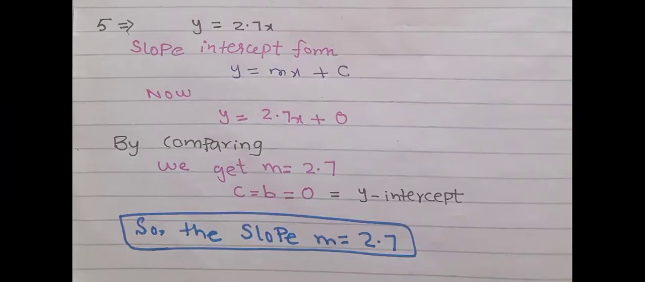And the next question is y is equal to 2.7x. In slope intercept form, as we know, the formula is y is equal to mx plus c, and the given equation is y is equal to 2.7x plus 0. By comparing both equations, we get m is equal to 2.7 and c is equal to 0, which we call the y intercept. So the slope is equal to 2.7.